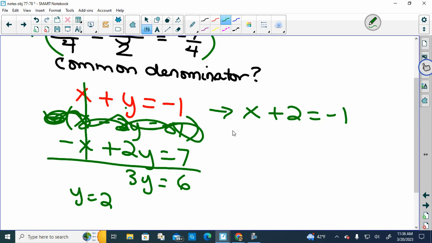How do I solve for x? Move the 2 over, so it changes to a negative 2, right? So x is really negative 3. So your x is negative 3 and your y is 2. Good. Okay.